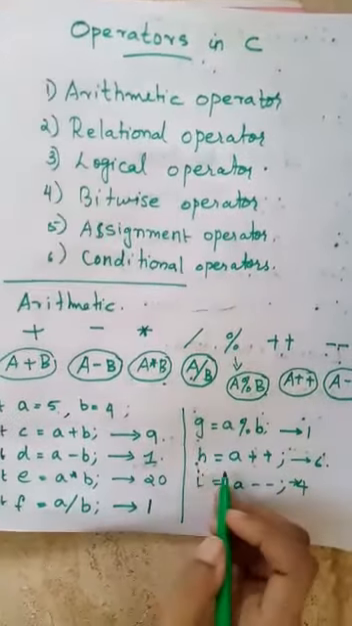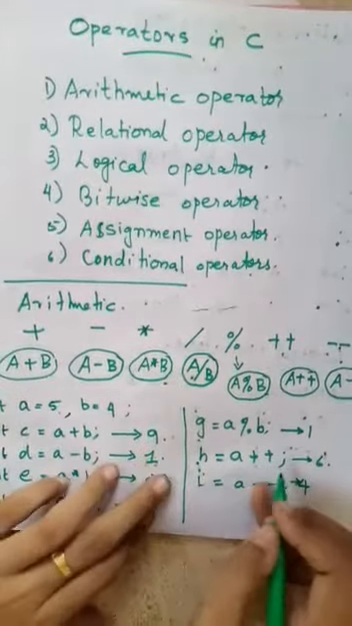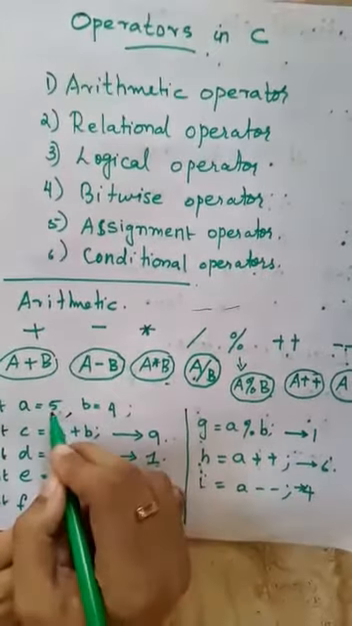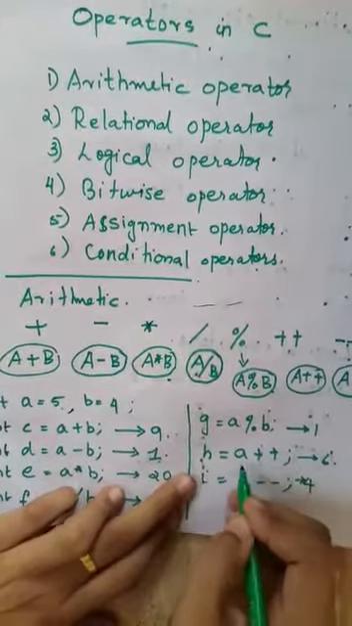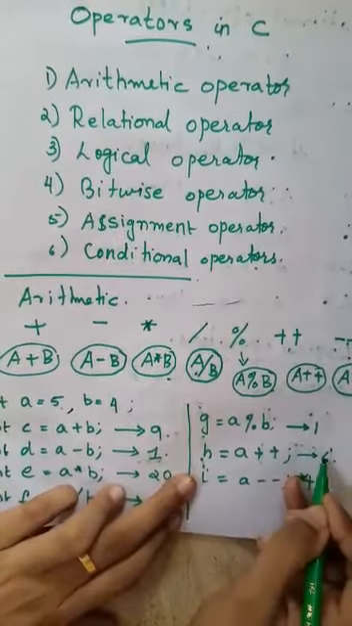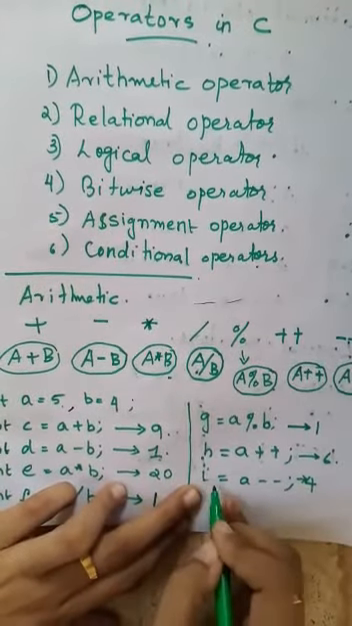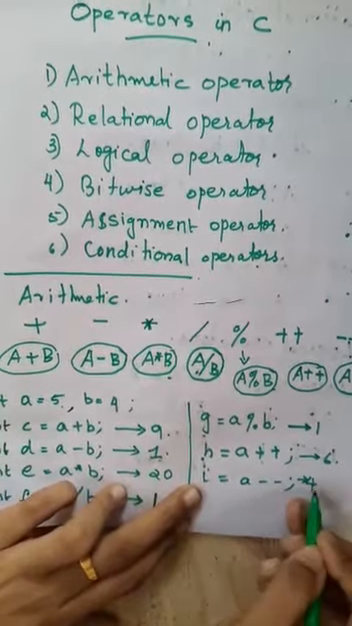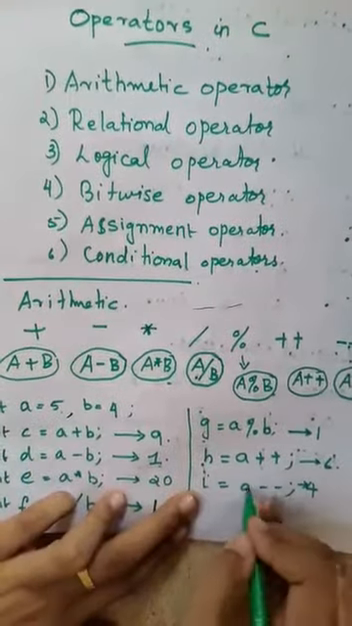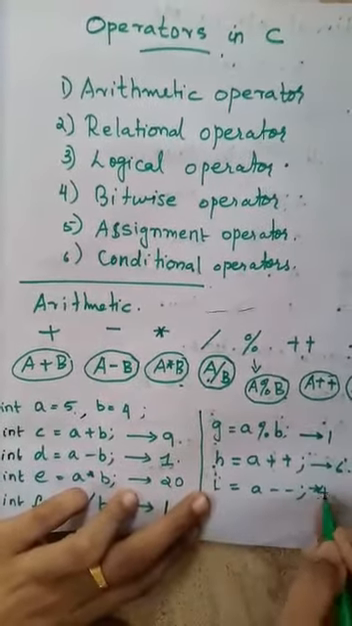Here H is equal to A plus plus. A plus plus means here the value of A is 5, so when it is incremented, the value increases to 6. And here I is equal to A minus minus. Here the value of A is 5, so on A minus minus, I will store the value 4.